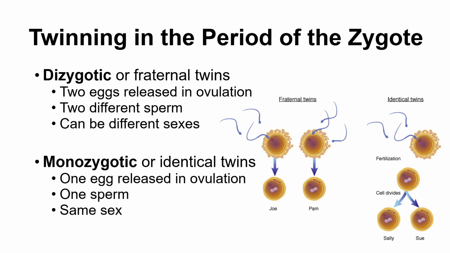So they don't have 100% of the same DNA that we see in our monozygotic twins, but these are simply siblings who happen to be born at the same time. So they have the same amount of shared genetic material as any siblings, which means they share about 50% of their DNA between each other. And so they can have different things, like they can be different sexes.